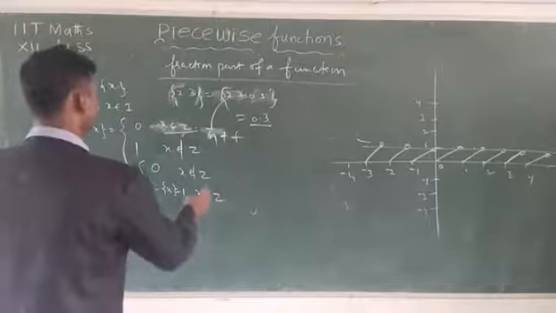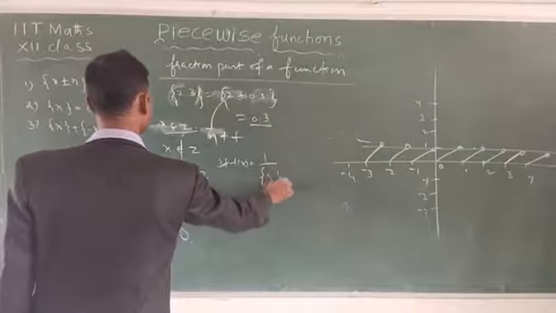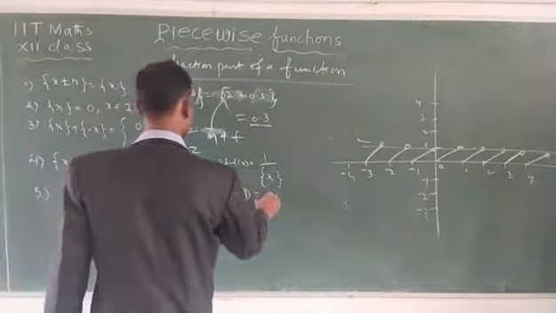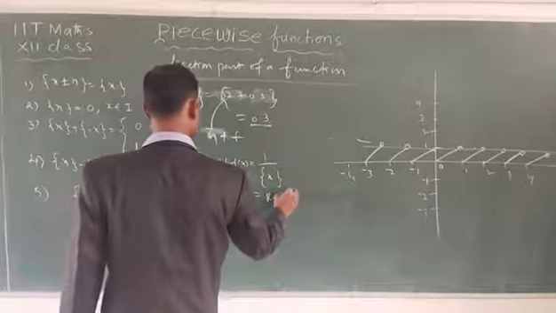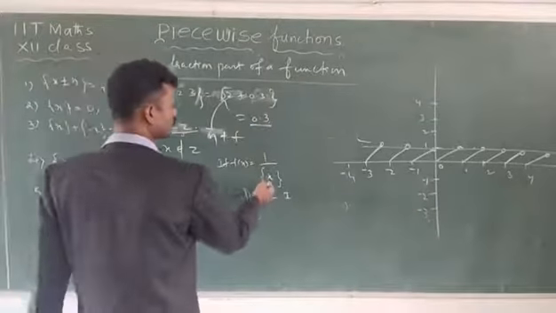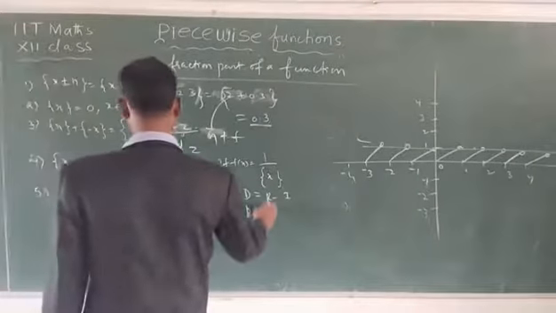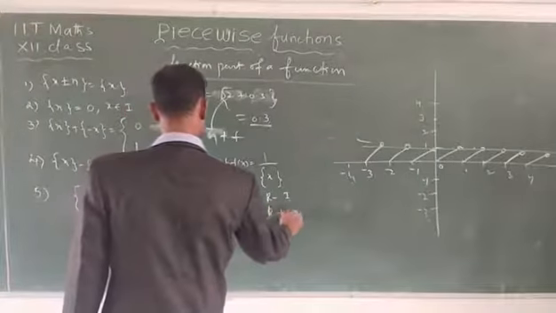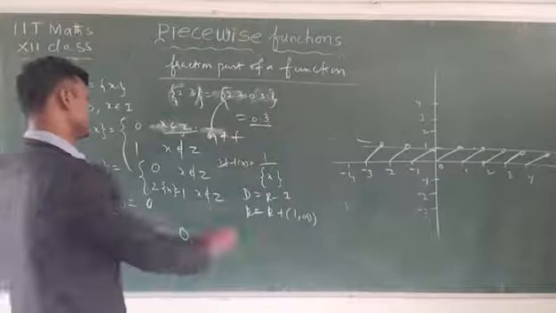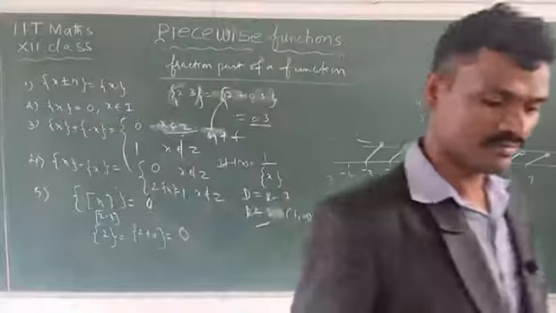Now if f(x) is equal to 1 by the fractional part of x, then what is the domain and what is the range? The domain is R minus I, where I means integers, because at integers the value is 0. The range is 1 to infinity. This is the fractional part of the function. Note it down.